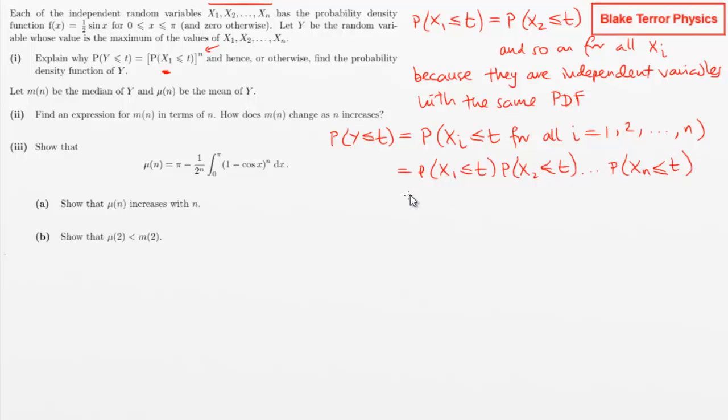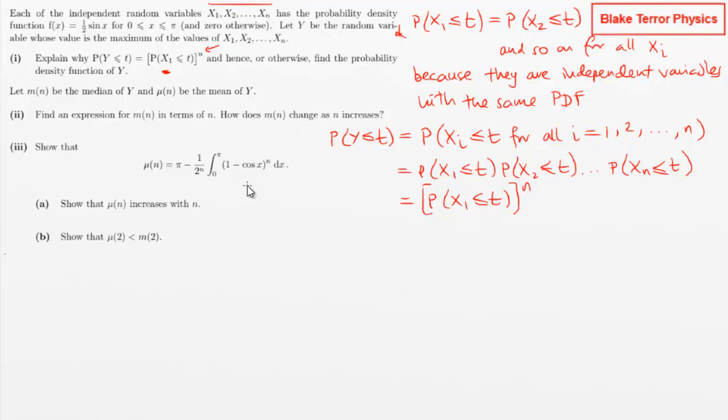Right, so we're there, aren't we? Because of the bit that I said at the top, all of these things are the same. So I can say that is the probability that x1 is less than or equal to t, all raised to the power of n. Okay, hence or otherwise, find the probability density function of y.